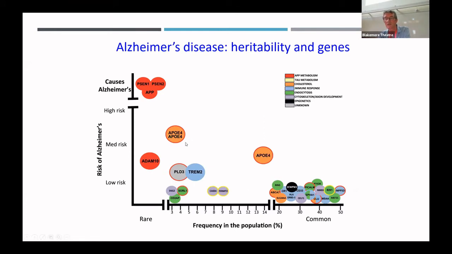Now, this makes different sorts of impositions on any cellular model you might want to make. There's a reasonable expectation that if you had deterministic genes such as these and introduced these into a cell, then you might get a phenotype. There is less of a reason to pre-think that if you did the same with these risk genes, you would necessarily get a phenotype. After all, they're risk genes, they are not deterministic genes.